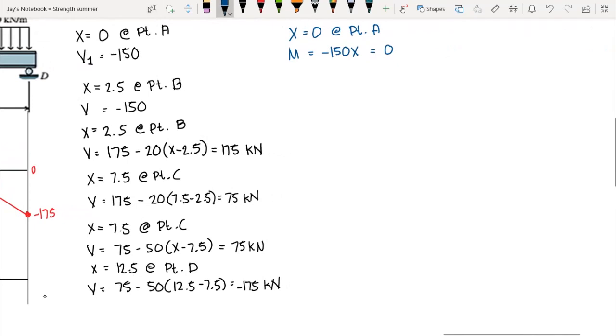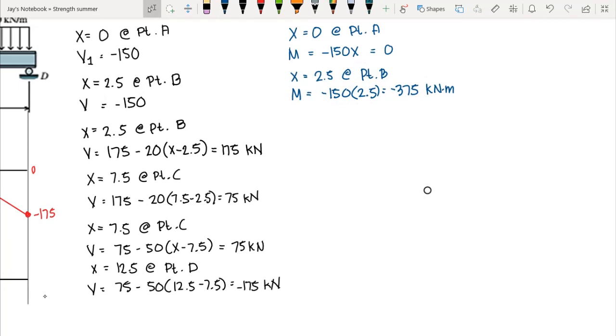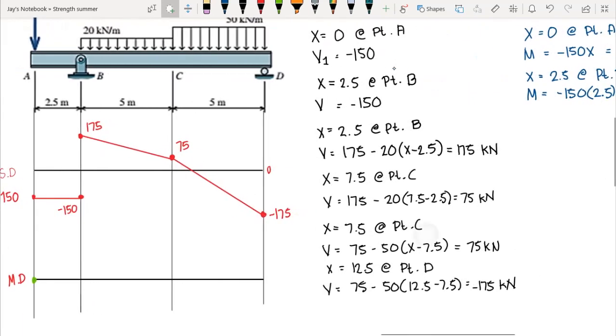Now, at x equals 2.5, or that is at point B, using this equation, again, that is moment is equal to negative 150 times 2.5, which is equal to negative 375, and the unit is kilonewton meter. So we have our moment at point B, when our x equals 2.5, that is negative 375 kilonewton meter. So let's try to plot that in our diagram. So at point B, we have negative 375.